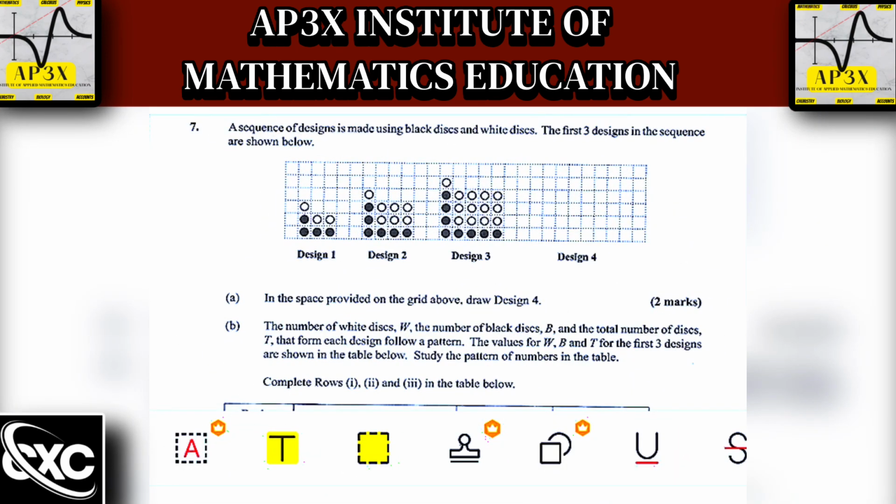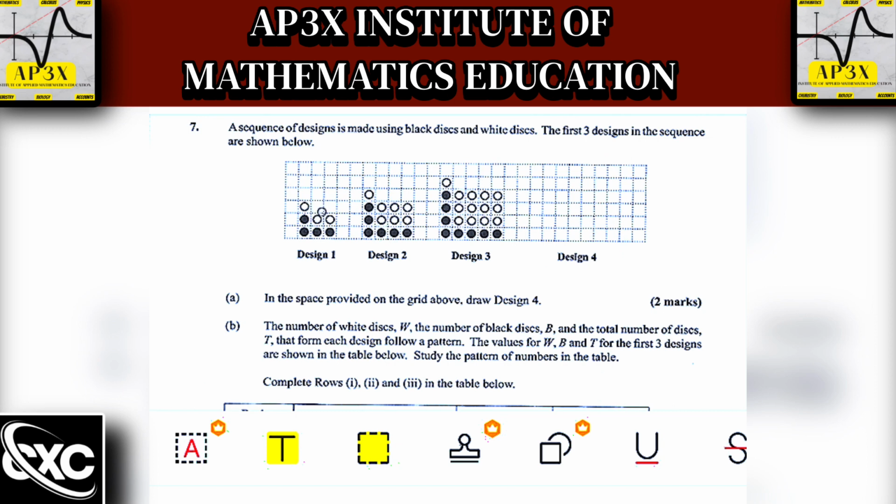Now, a sequence of designs is made using black discs and white discs. The first 3 designs in the sequence are shown below. What we're looking at here, we have to make an observation. This particular type of question is an investigation question on the CSEC curriculum. We have to make an observation as to what we're observing, and what kind of patterns we can follow here.